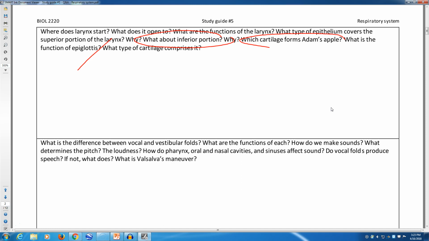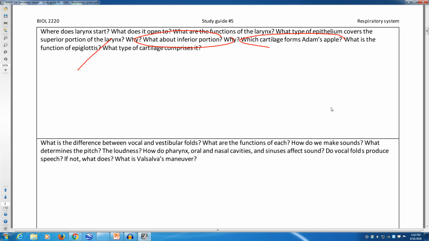Okay? How do we make sound? We push the air, it vibrates the vocal folds, and they produce sound. Sound depends on the tension and the size. Okay? Which never explained to me the voice of Mike Tyson.